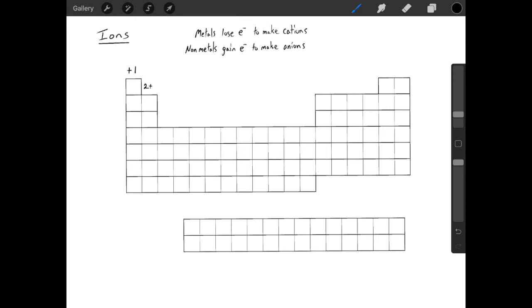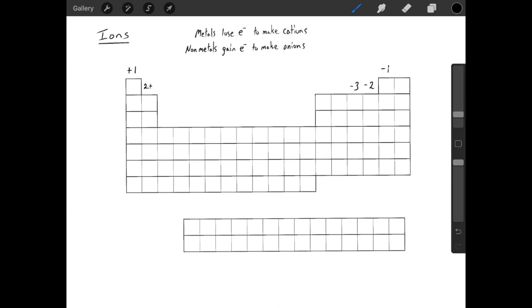If we look at the nonmetal side, the noble gases typically don't gain or lose electrons at all, so they don't typically make ions. If you look at the halogens, they typically gain a single electron to make a -1 anion. If you look at the chalcogens, the oxygen group, they typically will gain 2 electrons to make a -2 charge on their anions. And if you look at nitrogen, it typically gains 3 electrons to make a -3 charge.